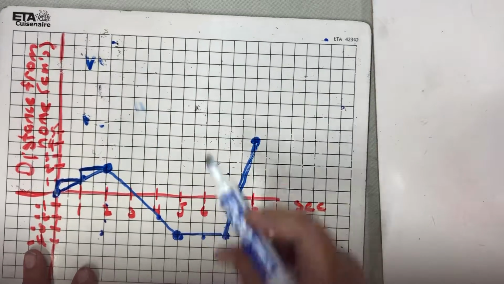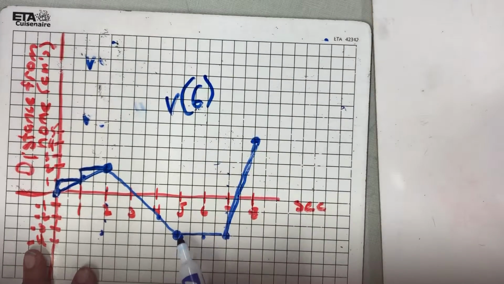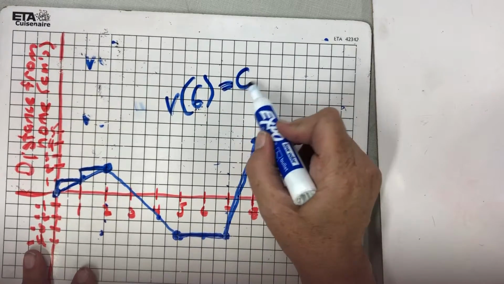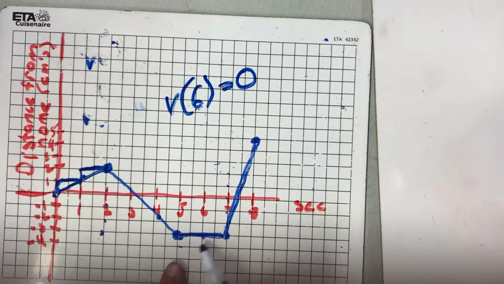If I ask you what is the velocity at 6 seconds, this whole segment has a slope of 0. So that means we had a velocity of 0. And that makes sense. I mean, the particle didn't change position, so it can't have velocity.